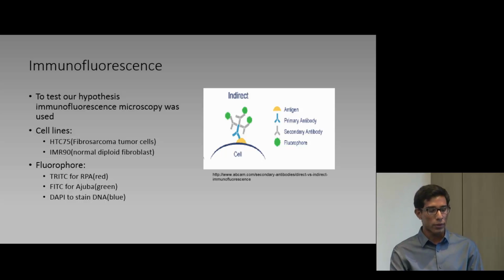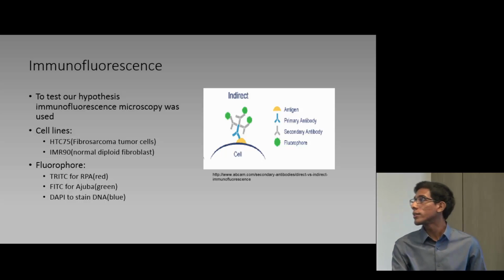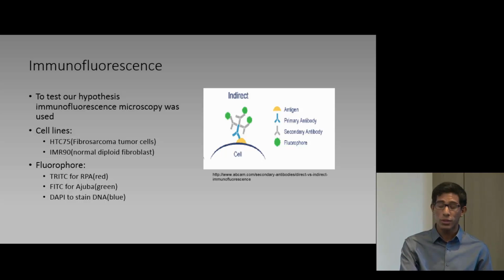The fluorophores used were TRITC for RPA, which is red, FITC for Ajuba, green, and DAPI to stain DNA blue. On the picture on the right, we can see the immunofluorescence technique we use, which is indirect. We use two antibodies. The primary attaches to the antigen, and the secondary attaches to the primary, but the secondary contains the fluorophore, which gives the colors you're going to see in the data. So here is the data.